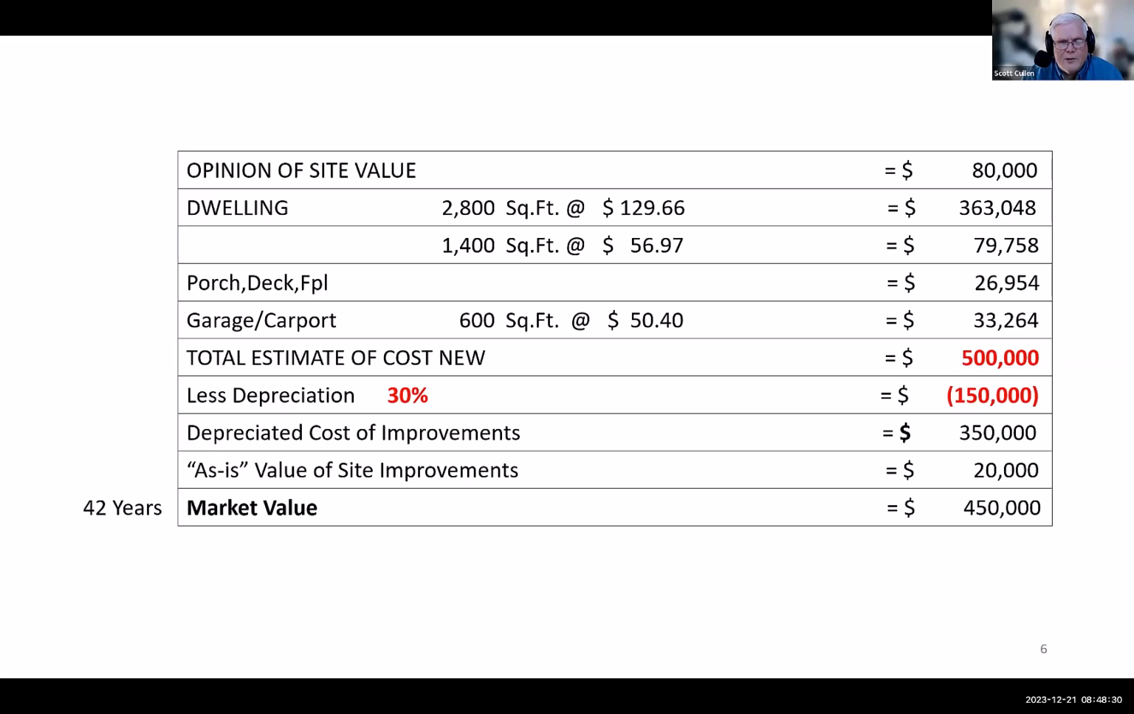$150,000 is 30% of $500,000. The market does not pay for 30% of replacement cost. We call this accrued depreciation.